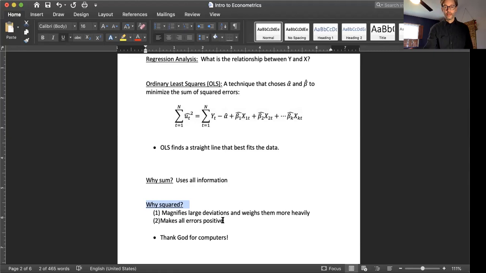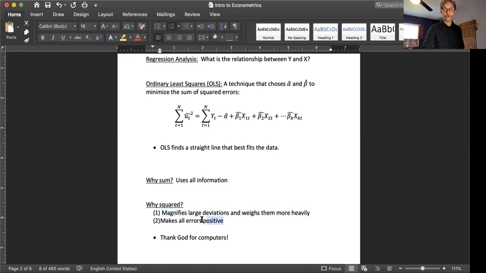By squaring the errors, ordinary least squares is trying to do two things. First off, it's trying to magnify large deviations and weigh them more heavily. So ordinary least squares essentially tries to minimize big mistakes. It's much more likely to accept a lot of little mistakes as opposed to one or two big mistakes. And that's something very important to note about ordinary least squares: one or two observations that are way off can really change your results, right? That's what we call an outlier. So one of the things you might want to do when you look at your data is see, are there outliers here? Are there unusual things in which one or two observations might really be impacting your data?